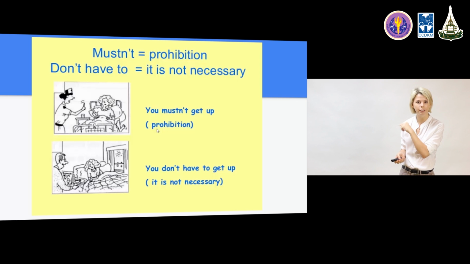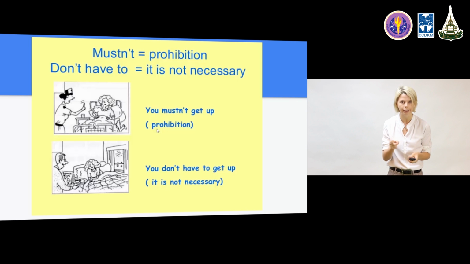Example, we look at the picture. It says you mustn't get up. You must not get up. If we look in the picture, the woman is in hospital. She is sick. And the nurse is saying, you must not get up. It is prohibited. It is banned, forbidden, cannot.